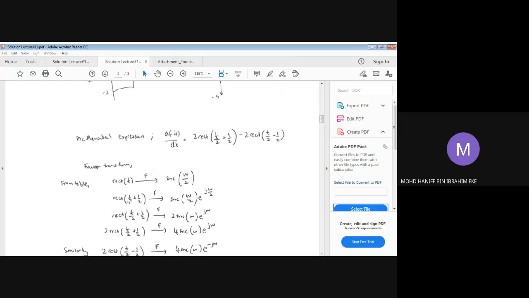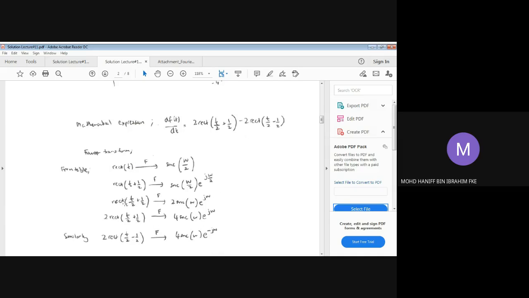From what we have learned yesterday, we have to do a shifting first, followed by scaling. But for the amplitude scaling, you can do it anytime, because it won't have any effect. In this particular case, I'm doing the shifting first. So rectangular t plus half will give us sinc omega divided by 2 times exponential j omega divided by 2, because when we have a shifting, it's simply multiplication with exponential terms. Then when we have a scaling, which is rectangular t over 2 plus half, that will give us these terms, 2 sinc omega exponential j omega.